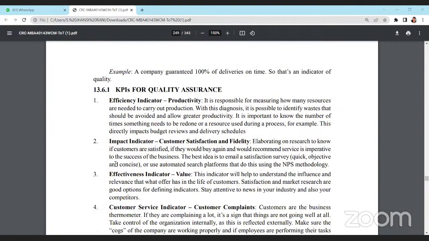KPIs for quality assurance. Your efficiency indicator, that is productivity, will have a direct impact on the delivery schedules, because when we carry out production and measure the resources, we diagnose and try to identify waste, avoid it, and allow greater productivity. It is important to know the number of times something needs to be redone or a resource is used during a process. For example, this directly impacts budget reviews and delivery schedules.